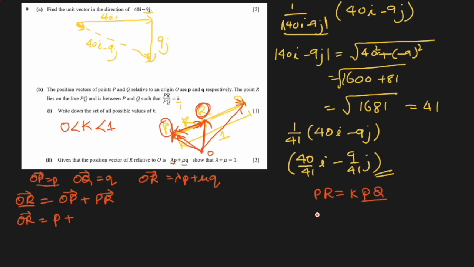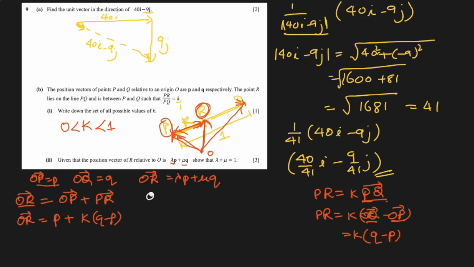And PQ can be written as, let me write PR equal to K times PQ, because the head is at Q, so OQ minus OP, right? And OQ is Q and OP is P. So we can write K times (Q minus P). Here we can write K(Q minus P).